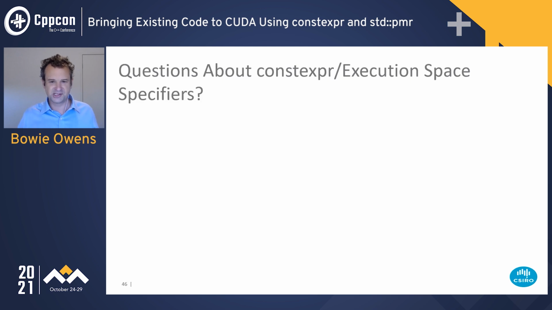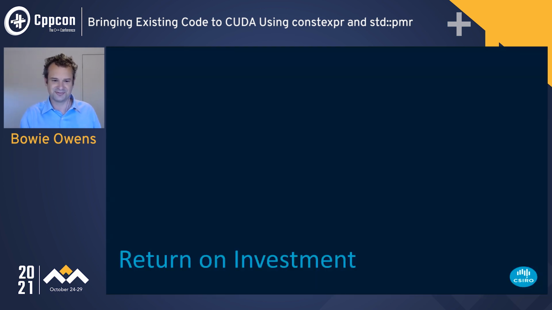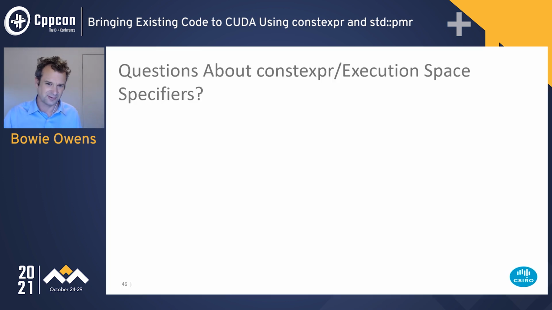So next, I'm going to talk quite briefly about return on investment. I was going to talk about benchmarking, but time was limited, and also it was pointed out to me that the benchmarking I do on my code is not necessarily going to be that helpful, since it is proprietary and the details of it are specific to ourselves, our team and our clients. So unless there are any last minute questions about the constexpr and execution space specifiers, I'm going to move on to the next and final section of the talk, return on investment.